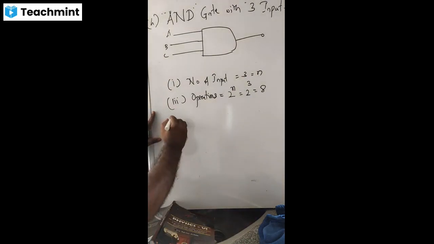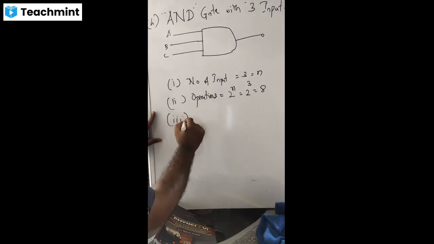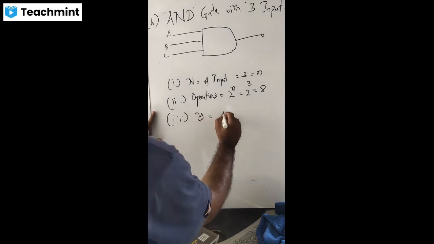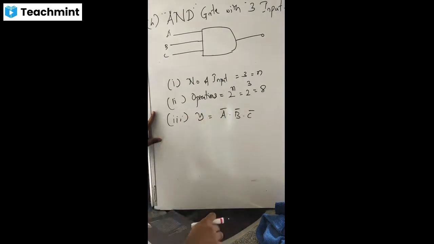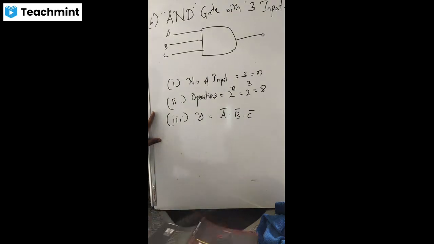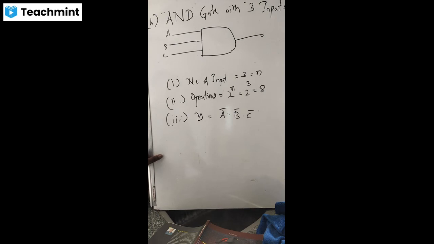Then expression. Output expression or Boolean expression. Y equal to A dot B dot C. And symbol already it has been written there. AND gate. Then we need to write the truth table.